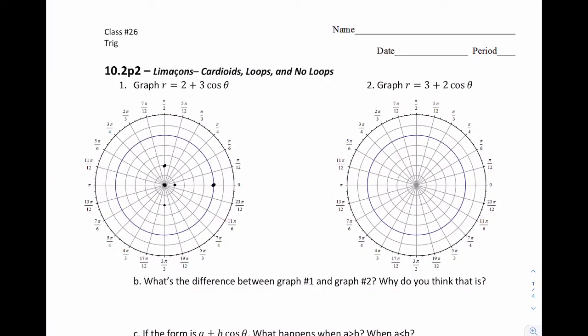Okay, now let's graph it. Do your best to try to make these as round as possible. So let's try to copy your calculator screen. Okay, so something like that. So there's our first graph.